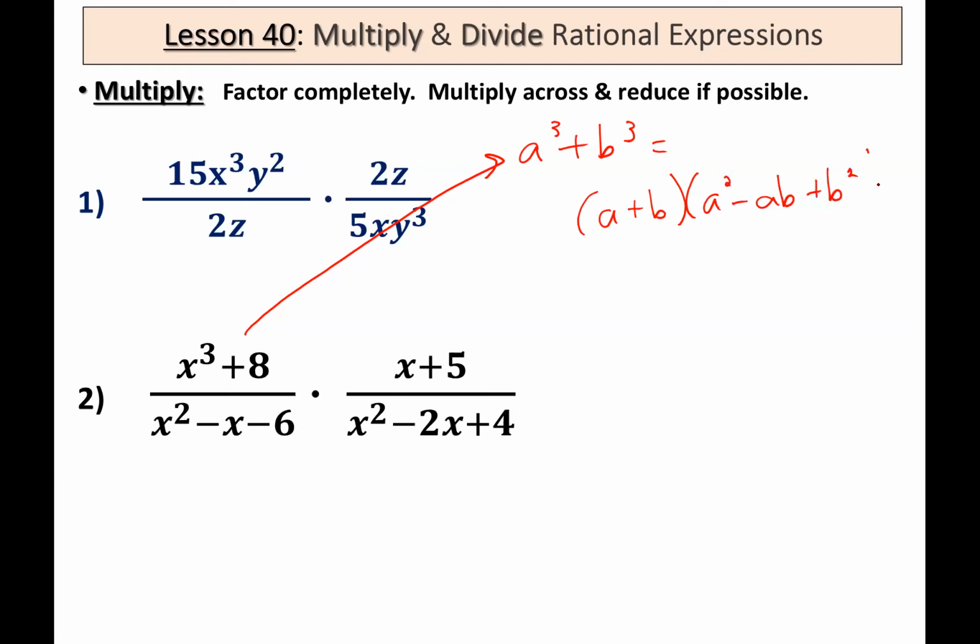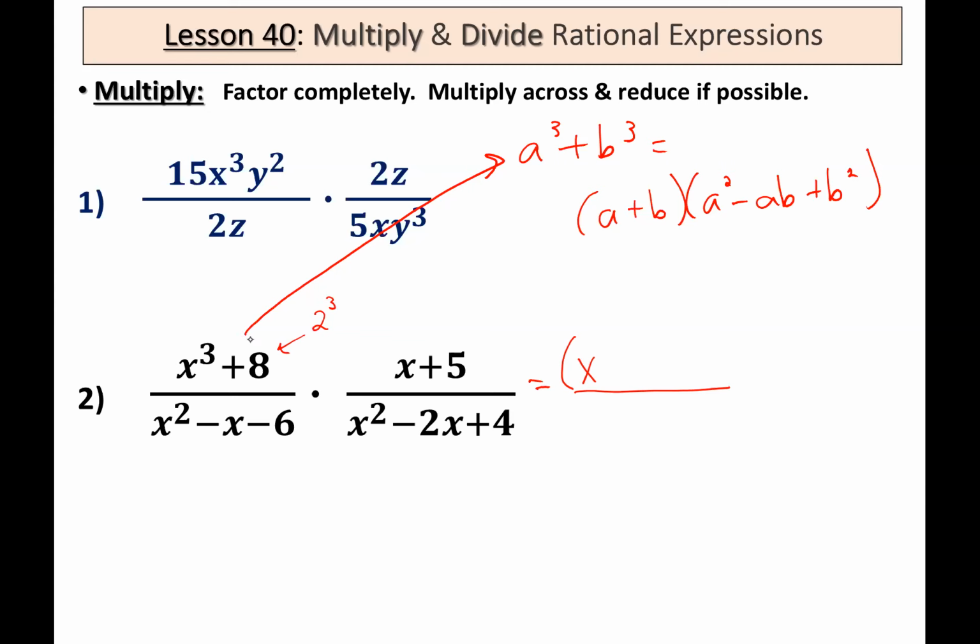This is from our special factoring section. We still need to know those formulas. Okay, so that's the sum of cubes. So I'll use that formula to factor x cubed plus 8 and start to rewrite that. I'm going to replace a with x, and I'll replace b with 2 because 2 to the third is equal to 8.